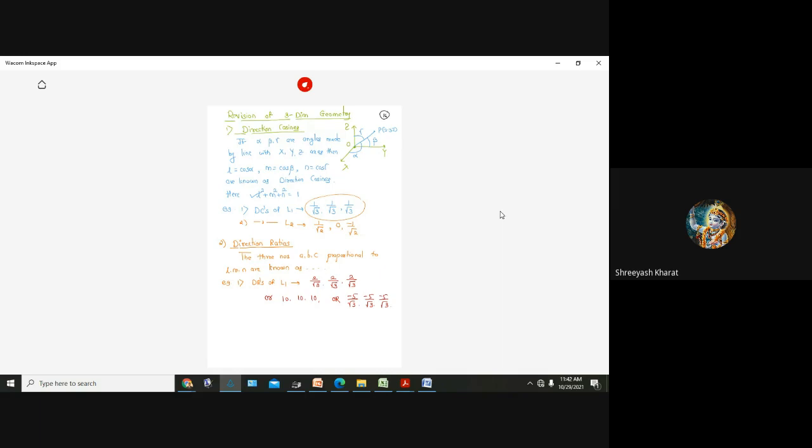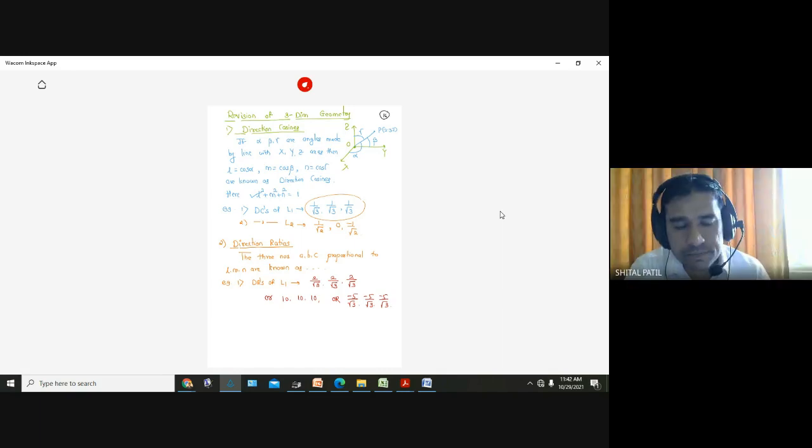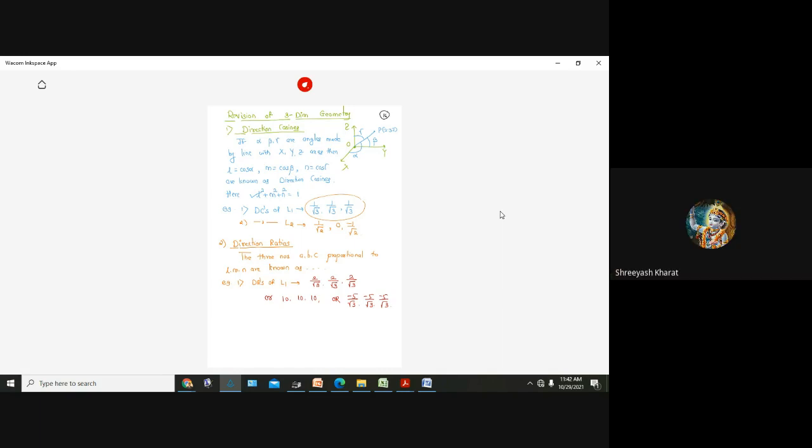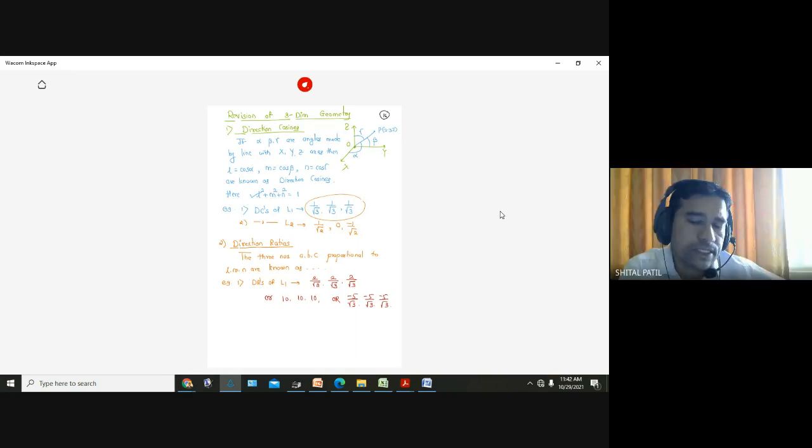Root 2. Hmm? One. What do you mean? Direction ratios are the simplest ratios, no? No, there is no such need. It is better to take the simplest ratio, but again it is not compulsory. Again it is a ratio. Say I say 1 by 2 is the ratio. Then I say that 5 by 10 is the ratio. So it is okay. There is no problem.